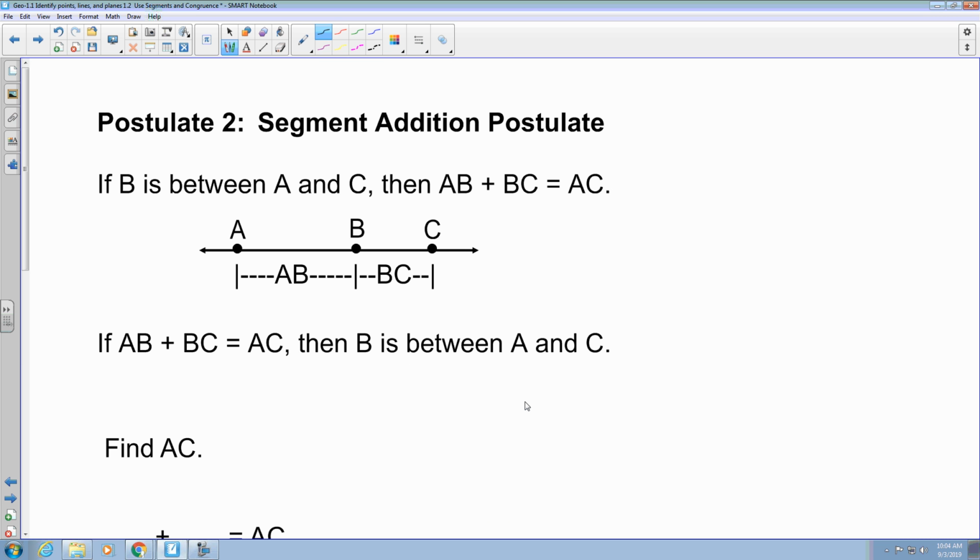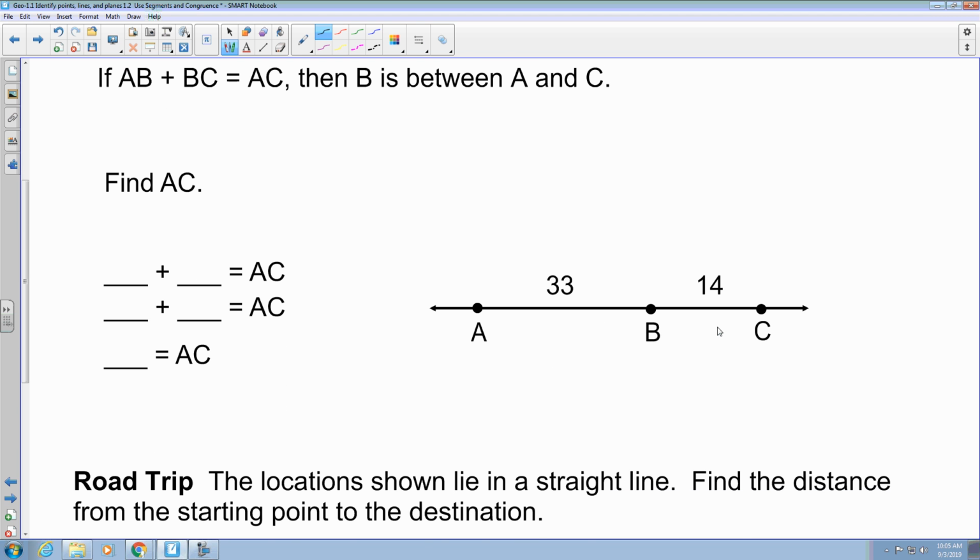Postulate 2 talks about the segment addition postulate. So if you have a point between 2 points, in this case B is between A and C, then we can say that the distance of AB added to the distance of BC is going to be equal to the entire line segment AC. So here, just like the postulate, line segment AB plus line segment BC is going to equal line segment AC.